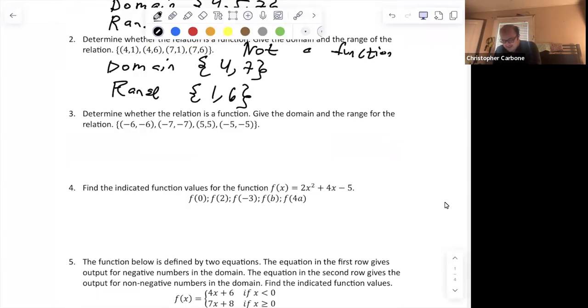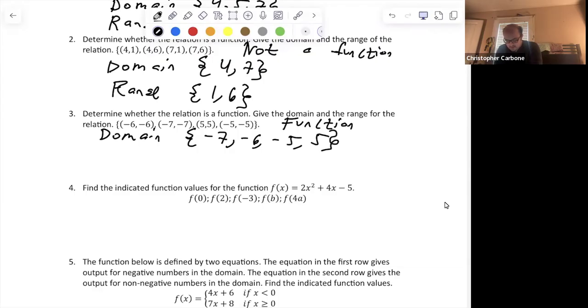For the third one, same thing. This one is a function. Its domain is going to be -7, -6, -5, and 5. And the range will be the same numbers: -7, -6, -5, and 5.